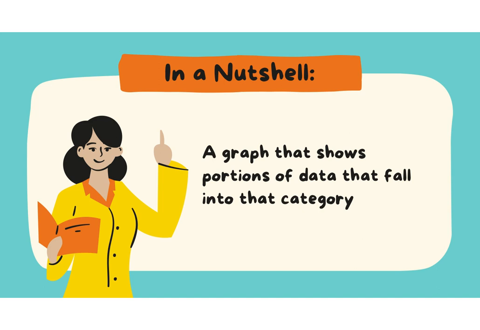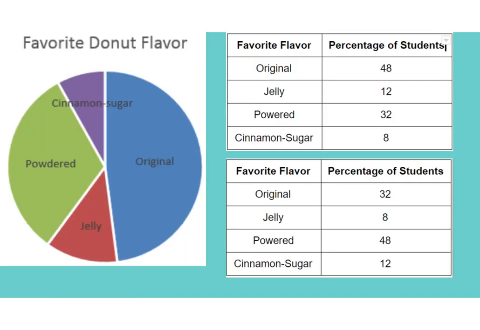If you didn't watch the medium video, the circle graph is a graph that shows portions of data that fall into that category. So you'll be getting fractions of the whole set of data that falls into that section, or you will be getting percents of 100% of the data. One of the question types you'll see is you'll be given a circle graph and you'll be asked to figure out which table goes with that.